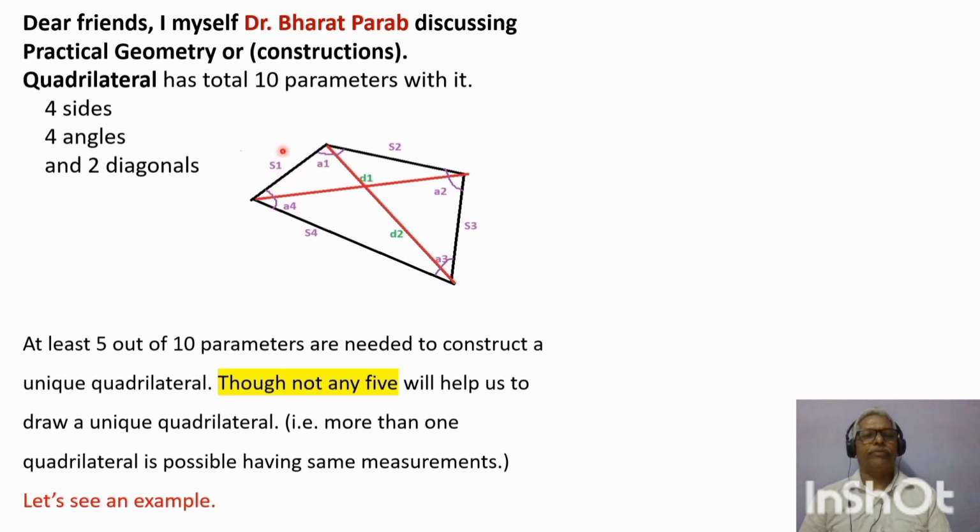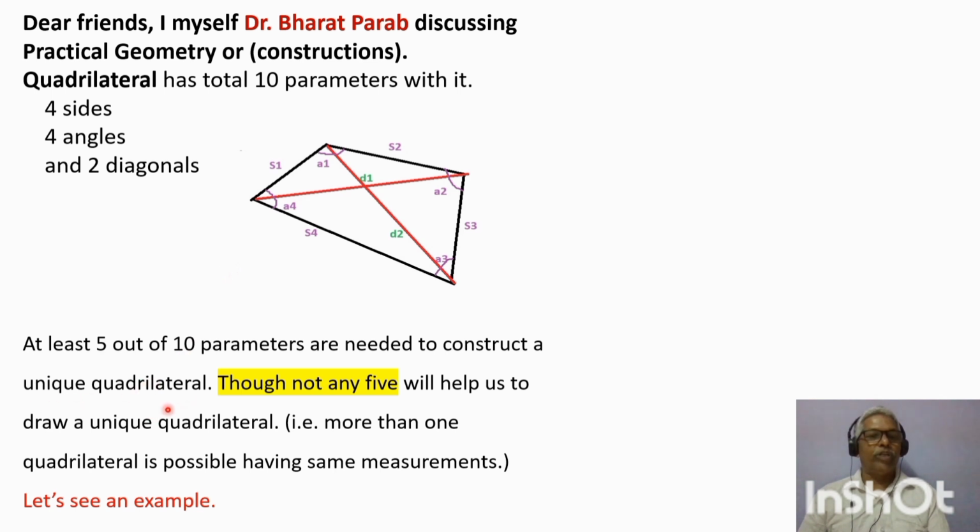So this is the quadrilateral. It has four sides S1, S2, S3, S4, four angles A1, A2, A3, A4, and two diagonals D1 and D2. These are the 10 parameters of a quadrilateral. Now go through a comment here. At least 5 out of 10 parameters are needed to construct a unique quadrilateral. You need to have 5 parameters to construct a quadrilateral.